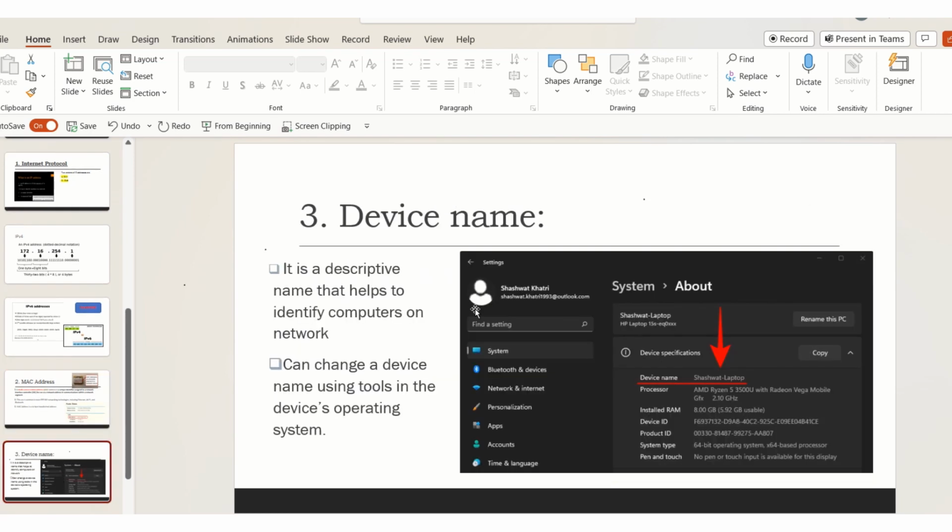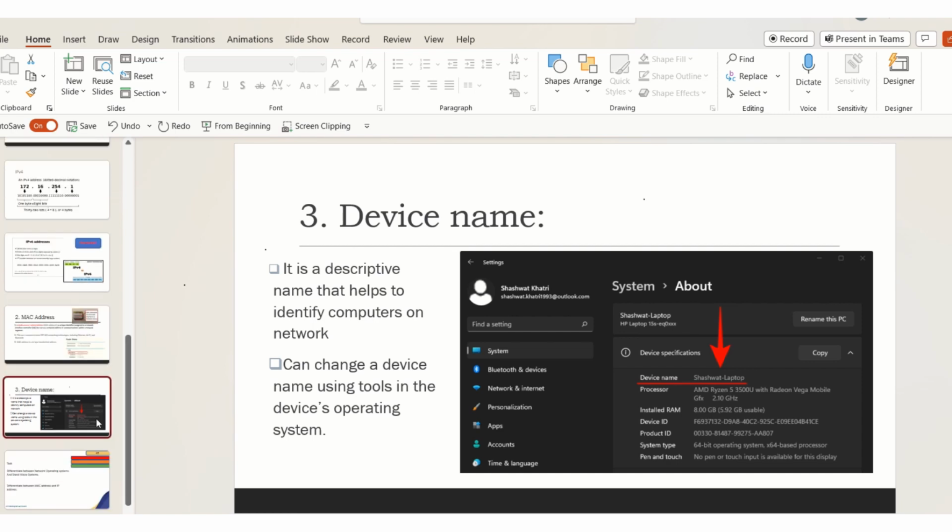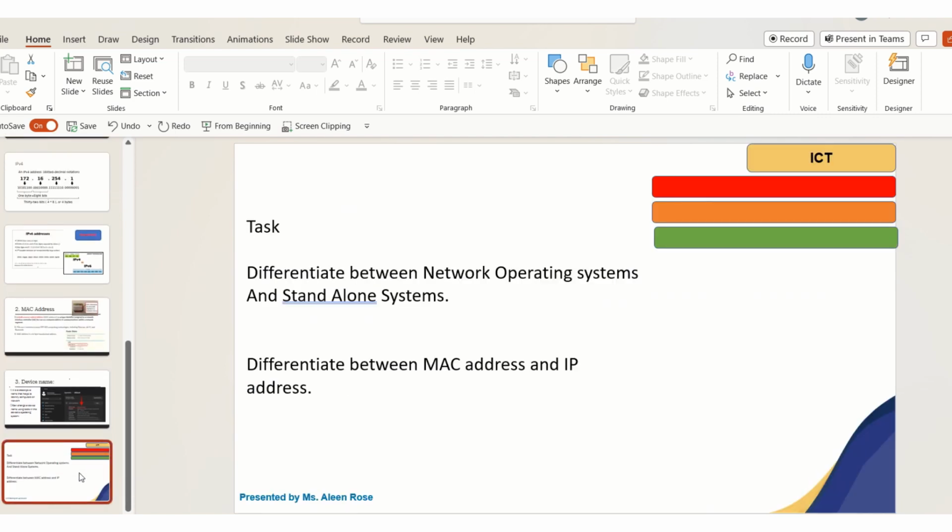Now the third one is the device name, whose phone is connected, whose laptop is connected. You can see, right, the device name. You have to rename your device, and then whenever you are connecting your phone or your device with any other thing, it shows the phone is connected or whose phone is connected, like that. So that is device name. This is the third method to identify a device. So this is how you identify a device, or the requirements for connecting to the network.